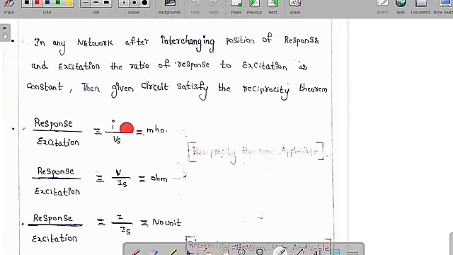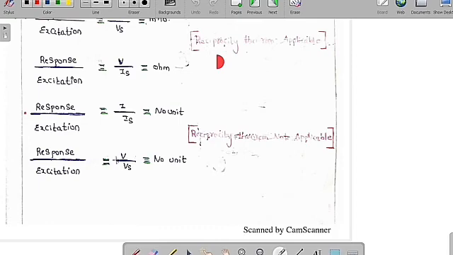The current by voltage unit is mho, and the voltage by current ratio unit is ohm. So for these two cases only, the reciprocity theorem is applicable, but not for current by current, which has no unit, and voltage by voltage, which has no unit. Therefore, this theorem is not applicable. Reciprocity theorem is not applicable for unitless ratios. Only for ratios with a unit can we apply it.